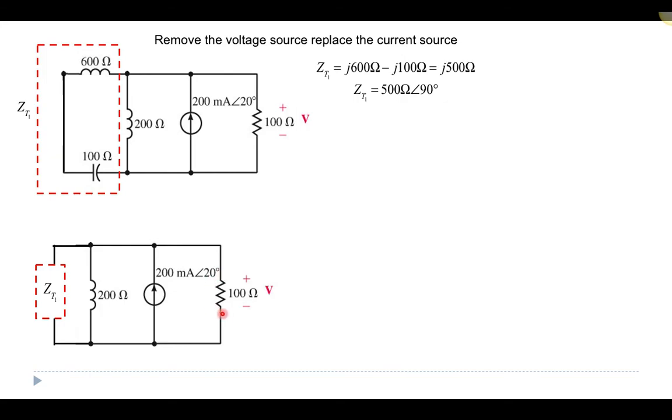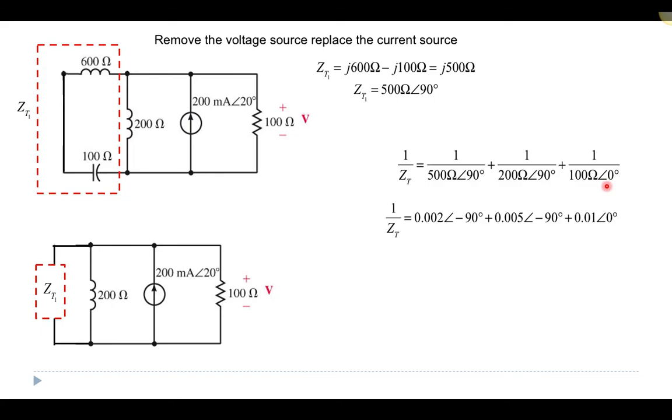So I can now combine the 100 ohm resistor, the 200 ohm inductor piece, and this total equivalent impedance, and I can add them in parallel. So I go ahead and I put them in their phasor notation. So I have my total equivalent impedance, I have my inductor, and then I have my resistor. I can take the reciprocal, and then I can convert those into rectangular form. And I get a total, and this gives me 1 over the total impedance, of course.